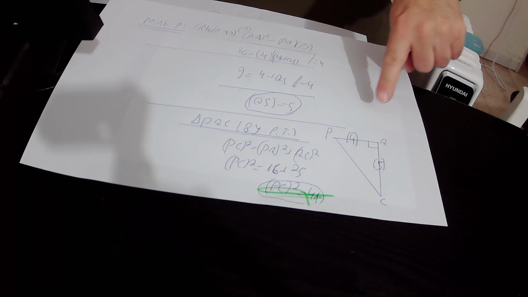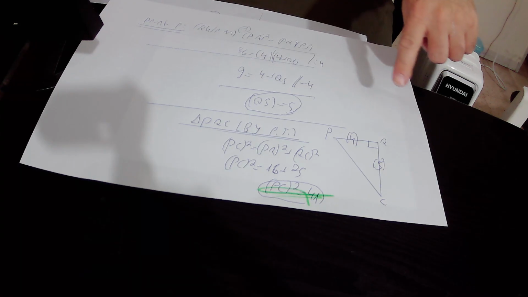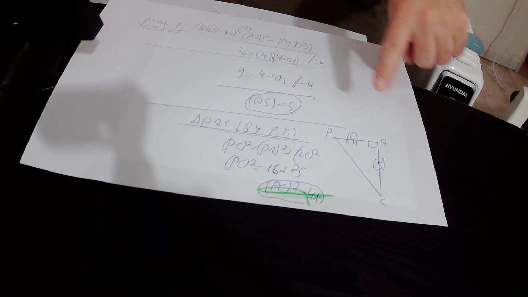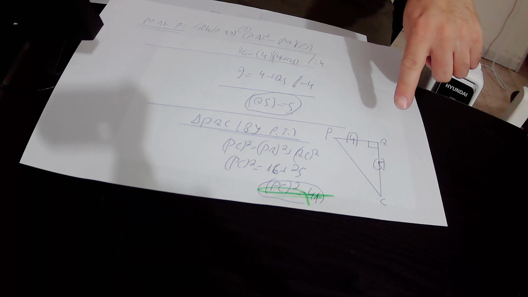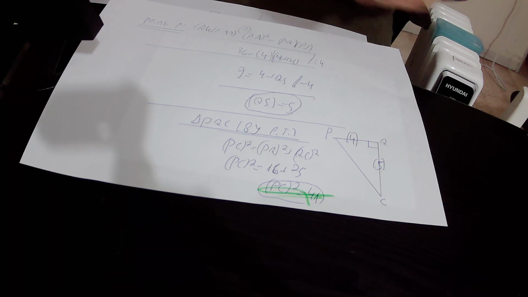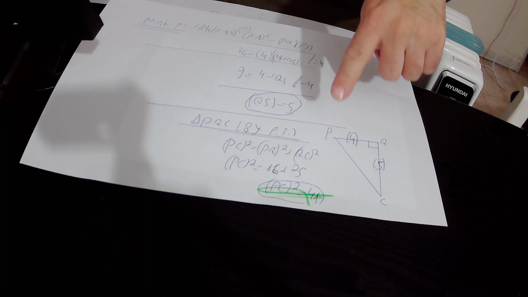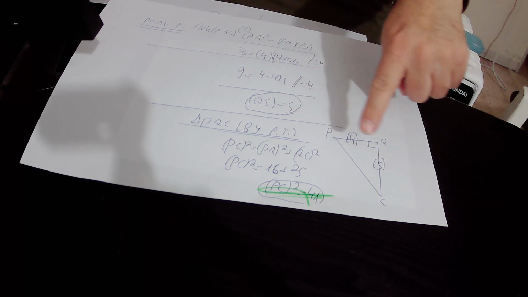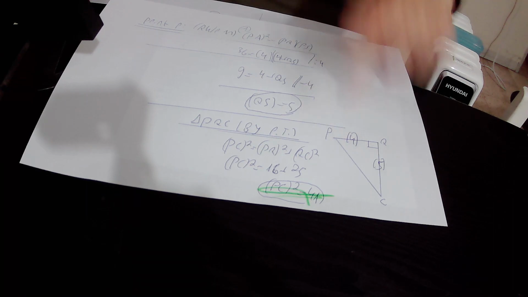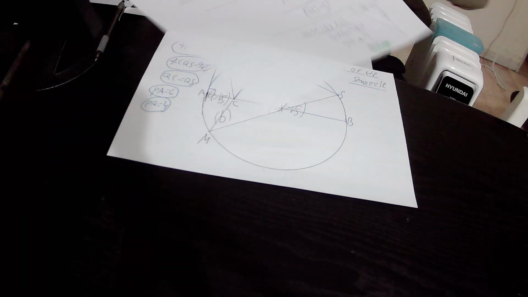So PC square equals PQ square. PQ is 4, therefore PQ square is 4 squared, that is 16, plus QC square. QC is 5, therefore QC squared is 5 squared, that is 25. So in total we found that PC squared equals 16 plus 25, that is 41. So in conclusion, we found that PC squared, the square of the hypotenuse, equals 41.